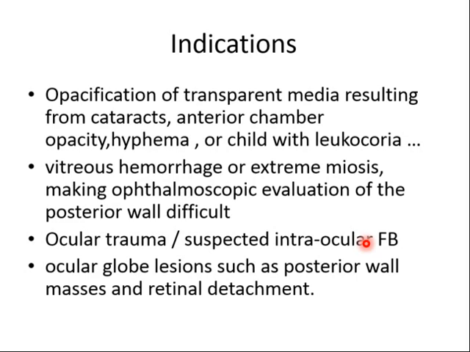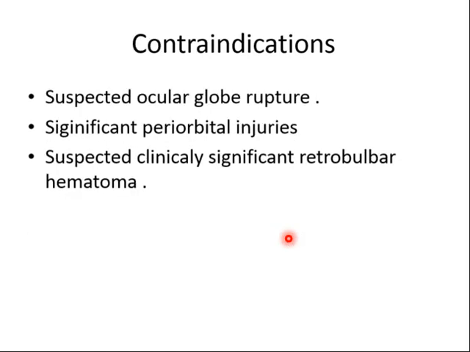Or in cases of vitreous hemorrhage and extreme miosis. Miosis is when there is extreme constriction of the pupil, so it will also be difficult to do ophthalmoscopy. And in case of ocular trauma and suspecting intraocular foreign bodies. And also if there is a suspected global lesion or posterior wall masses and retinal detachment. These are some indications. Also, there are others, and I will discuss them briefly.